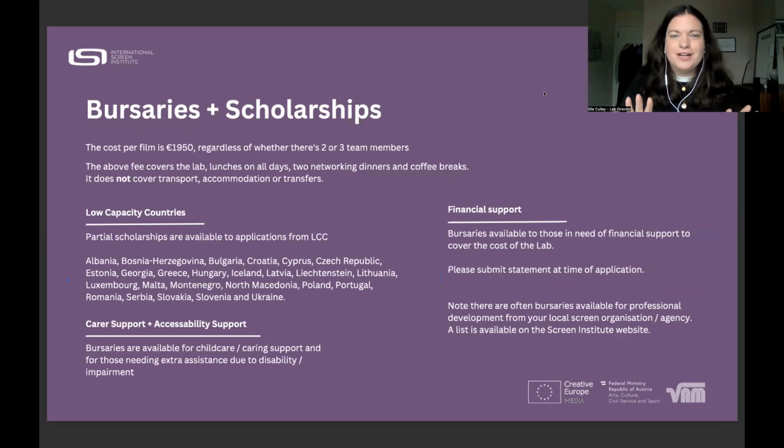This is where I had to put a lot of text because I didn't want to make any mistakes. The cost per film, so per project, is €1,950, and that is regardless of whether there's two of you or three of you. You can still apply and just be the producer and the director, and it's going to cost you €1,950. Whether you bring in a third person, exec, development, writer, whoever, the cost is the same.